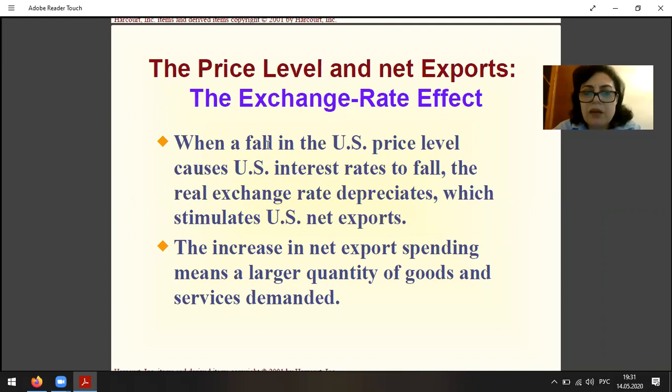So imagine that the price level in the United States economy slightly falls, and this situation causes the interest rates offered by US banks to fall. As a result, the real exchange rate will depreciate, and in turn, this will stimulate United States net exports.